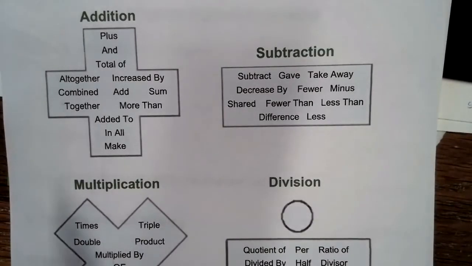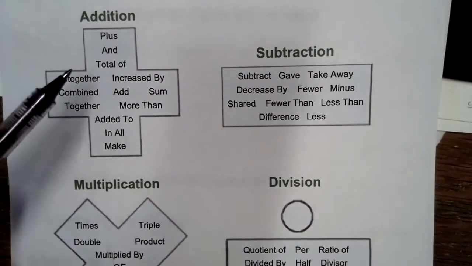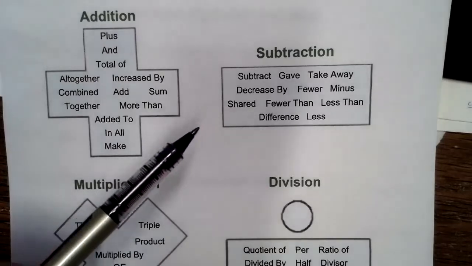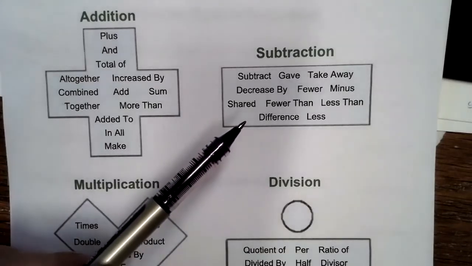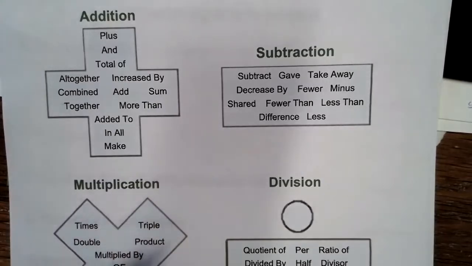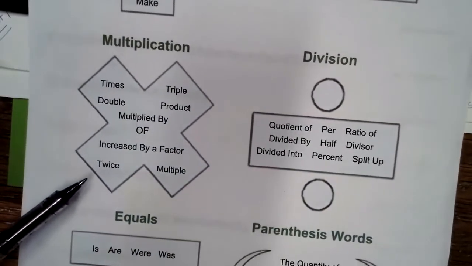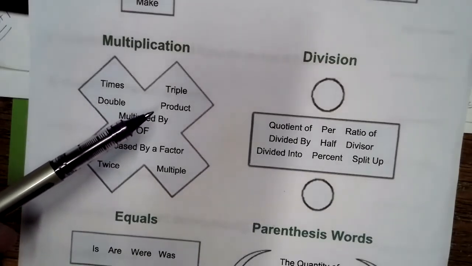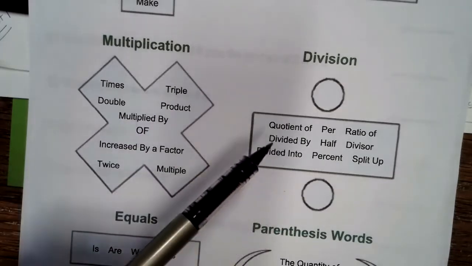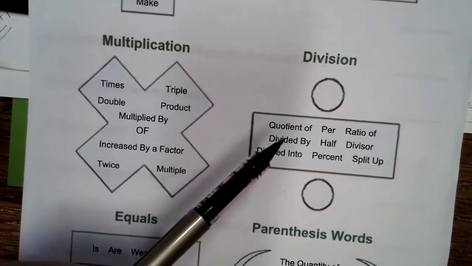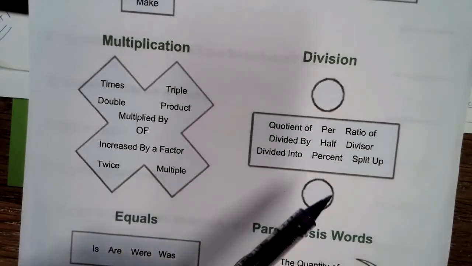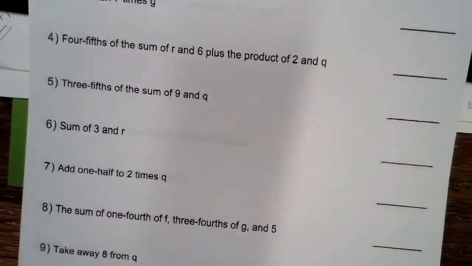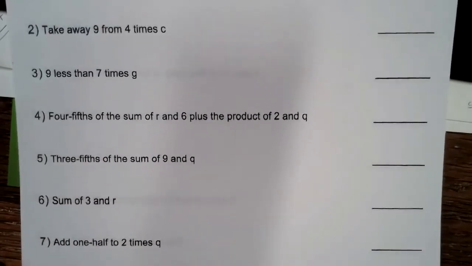It gives you an idea of the different words they can use if they want you to add: increase by, sum, more than. Subtract: difference. Difference is a big one. Fewer, less than. Multiplication: times, of course, multiplied by. Product is a big one that they use. And then division: divide by, quotient of. So quotient is a big one. Divisor. So knowing what they're asking makes it a whole lot easier to write these equations.